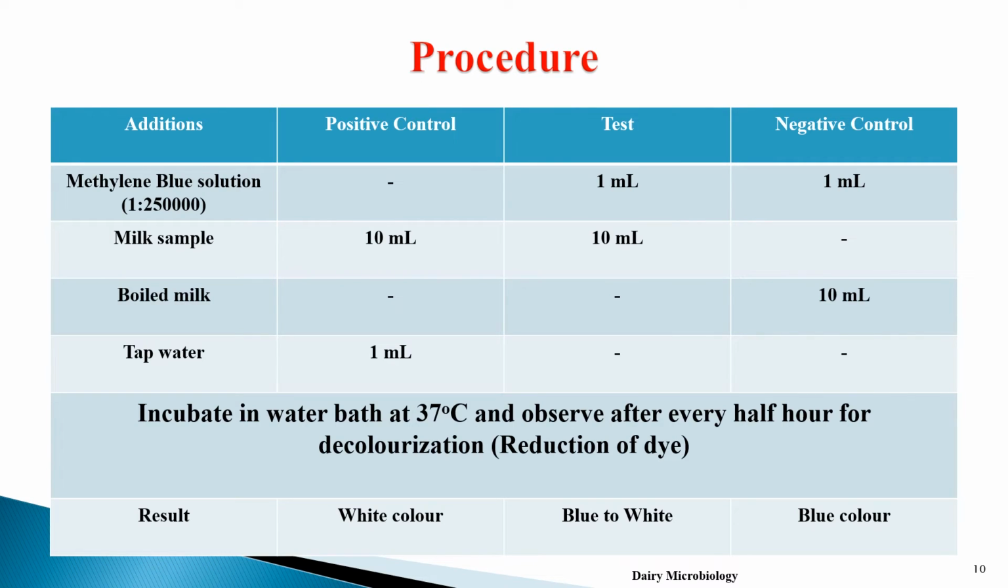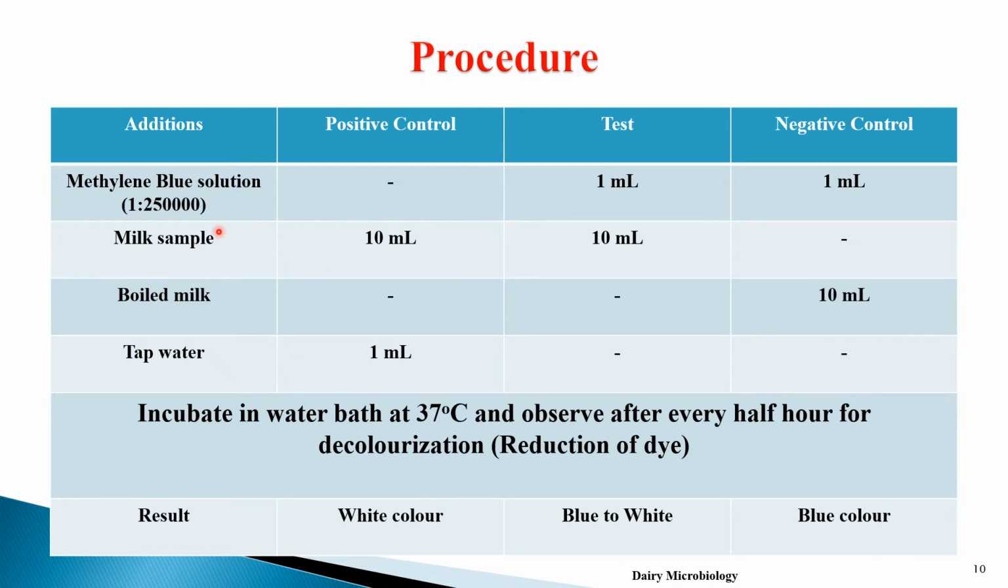Procedure of the MBRT test. Take three test tubes and label them as positive control, test and negative control. Add 1 ml of a 1 in 250,000 dilution of methylene blue solution in the tube labeled as test, and 1 ml in the tube labeled as negative control. Then add 10 ml of milk sample in the tubes marked as positive control and test. Take 10 ml of boiled milk in the tube marked as negative control. Add 1 ml of tap water in the tube marked as positive control.